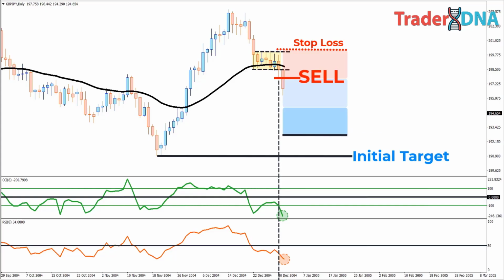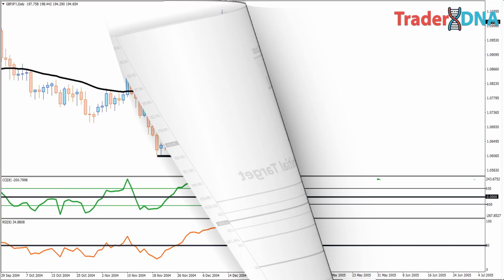And as expected, the market responds as predicted. Shortly after entering the trade, the price declines rapidly toward the target we had set. This example clearly demonstrates how the disciplined application of this strategy, waiting for the right conditions, adhering to the rules for entry and exit, and maintaining proper risk management can lead to successful outcomes. By following this process step by step, you can maximize your trading accuracy and capitalize on high probability opportunities.